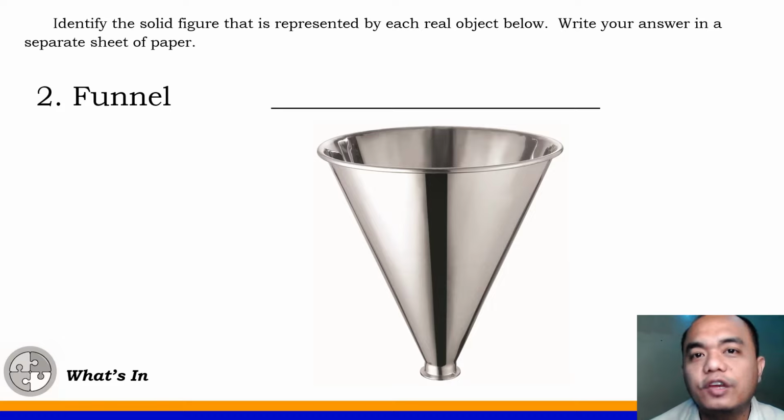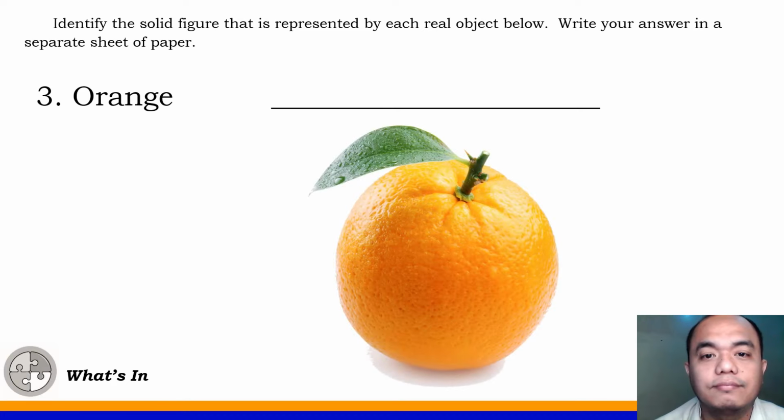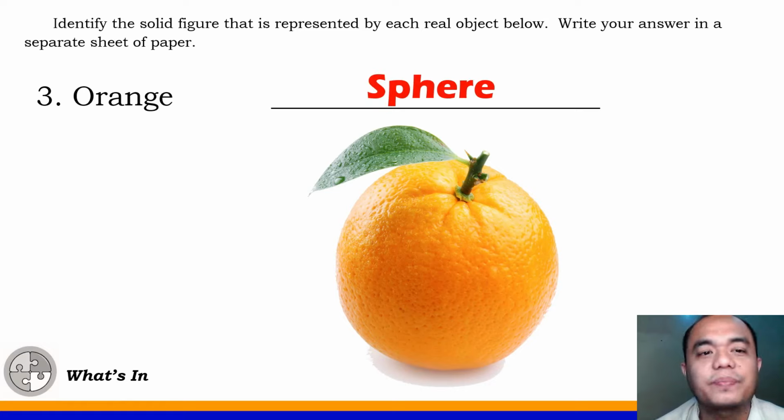So what solid figure is that? Yes, that's a cone. Number 3, orange. The orange fruit. That one. What solid figure is that? Yes, that's a sphere.